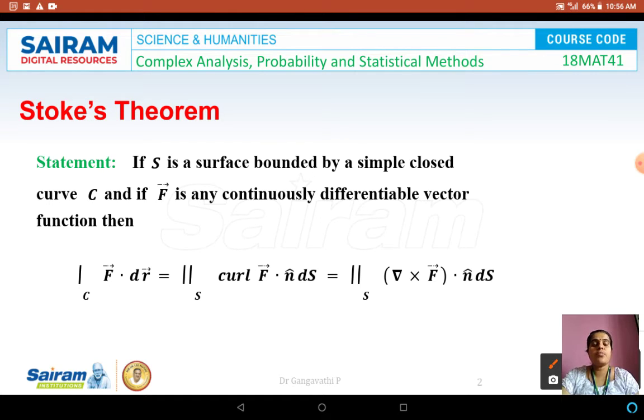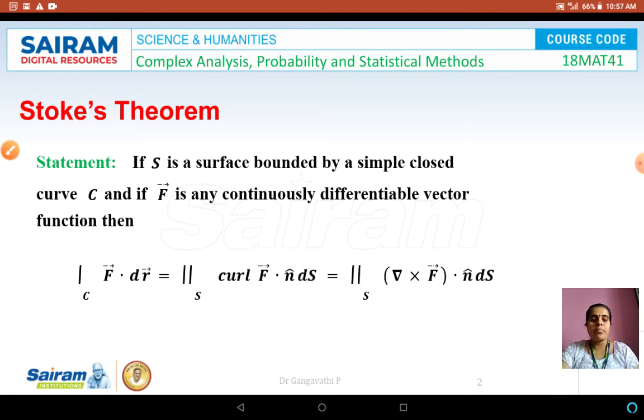So the surface S is bounded by a simple closed curve, and vector F is any continuously differentiable vector, then the integral over C of vector F dot dr is equal to the double integral over S of curl F dot n cap ds, where n cap here is a unit normal vector. As the name itself says, it is a unit normal, so the magnitude is 1. So curl F can also be written as del cross vector F dot n cap ds. That is the statement, and ds we have already seen.